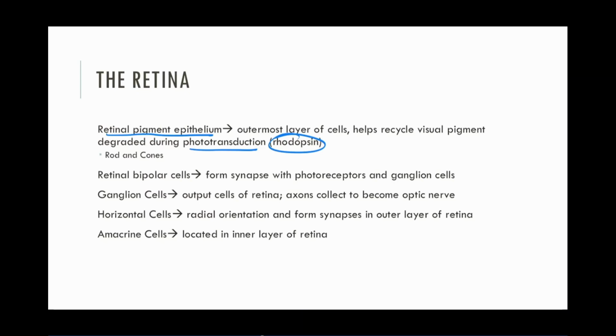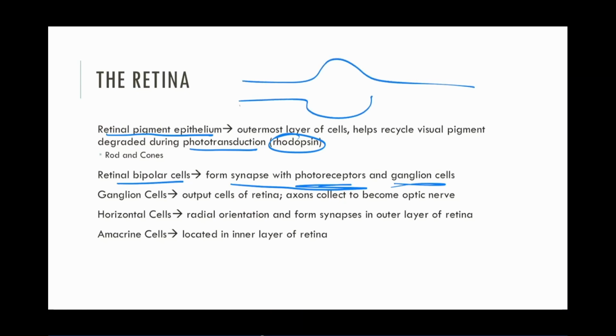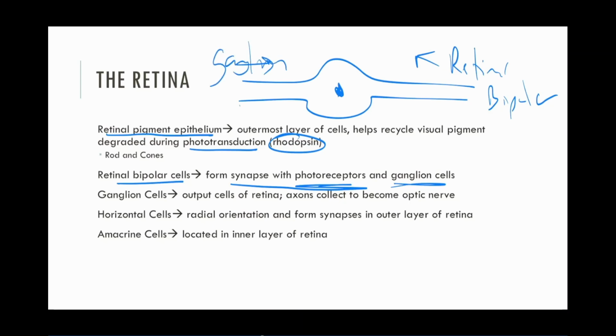We then have retinal bipolar cells. They form a synapse with the photoreceptors and the ganglion cells. This is one of the only cases where we have this bipolar neuron, which looks like this. And there's a cell body in the middle. So it's getting information from the photoreceptors and the ganglion cells.